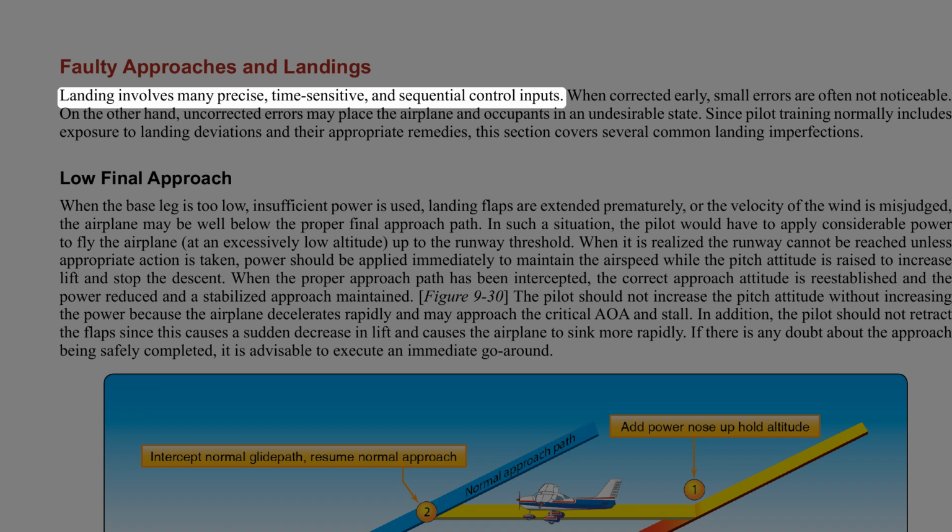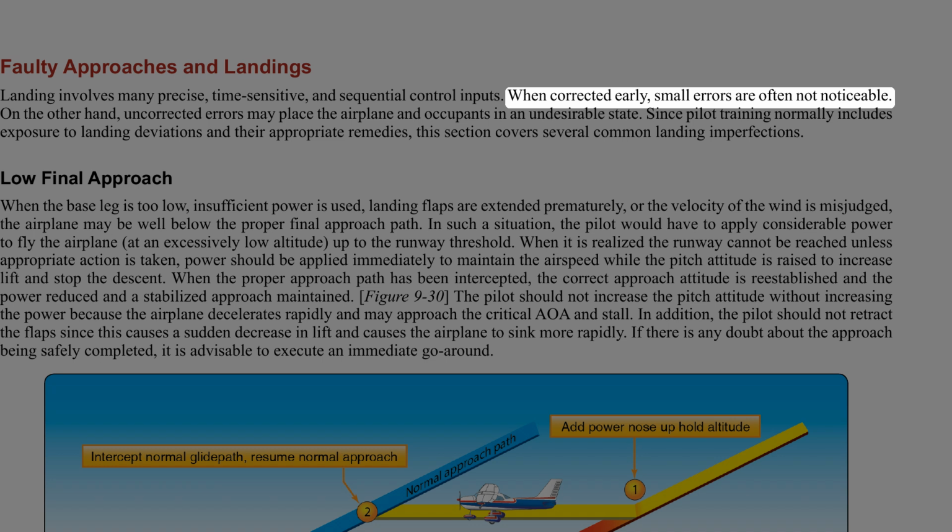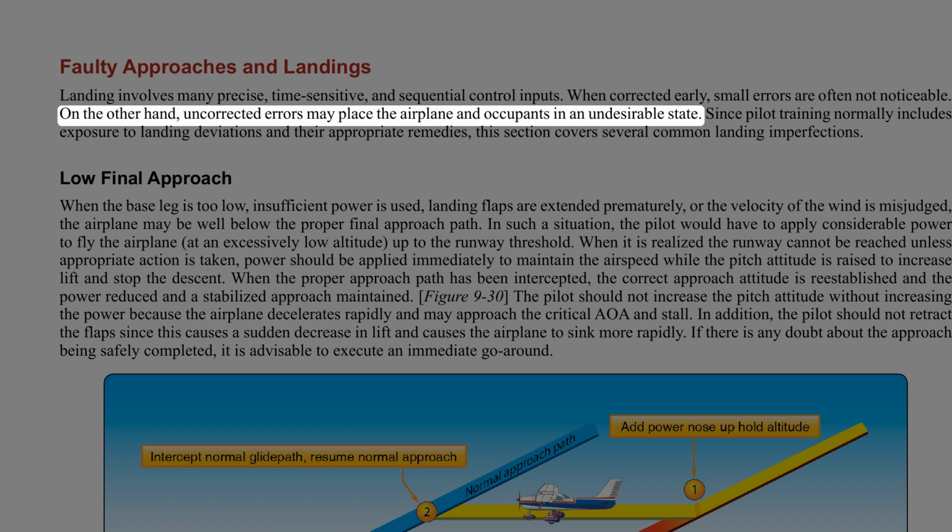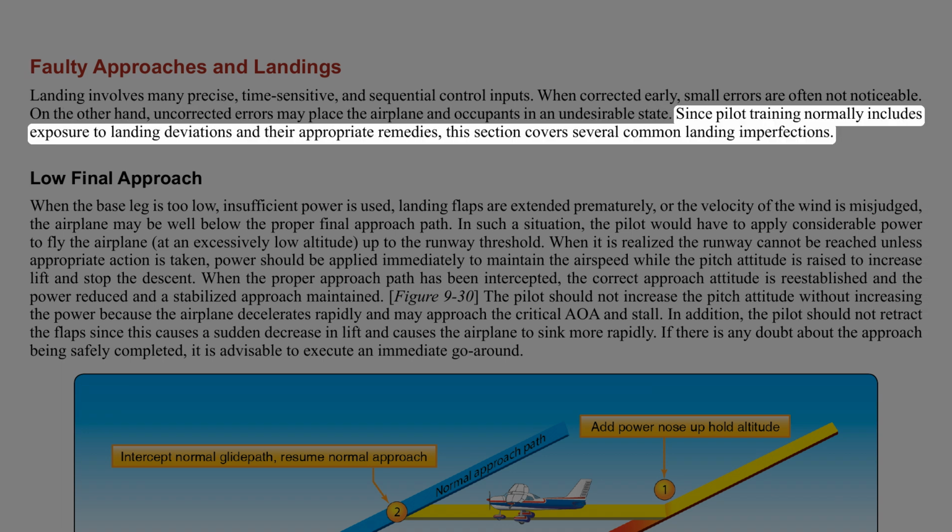Landing involves many precise, time-sensitive, and sequential control inputs. When corrected early, small errors are often not noticeable. On the other hand, uncorrected errors may place the airplane and occupants in an undesirable state. Since pilot training normally includes exposure to landing deviations and their appropriate remedies, this section covers several common landing imperfections.